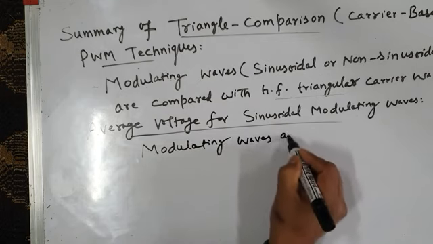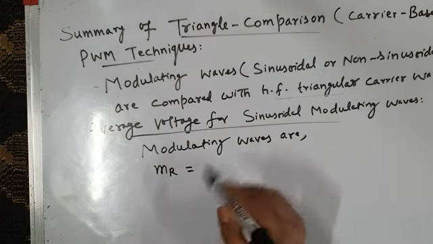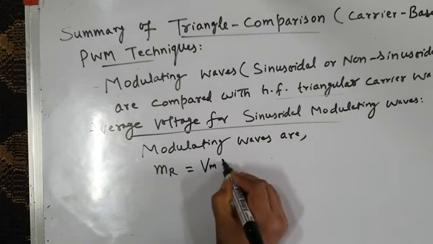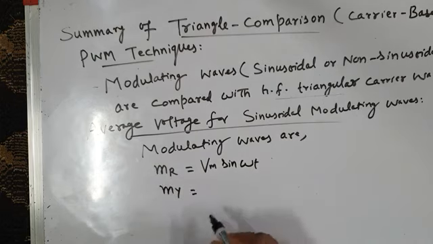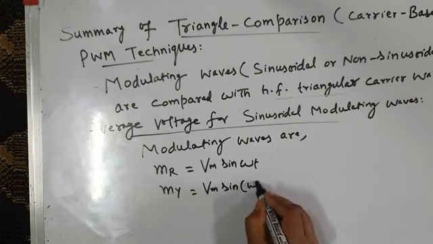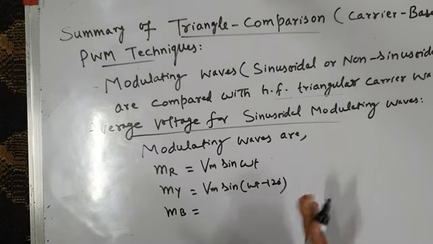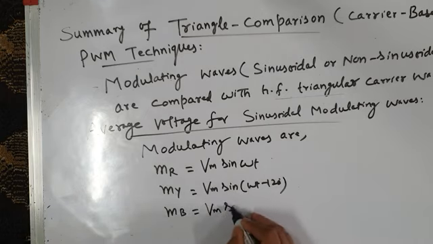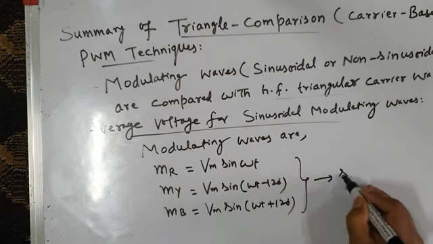We have three modulating waves. MR, which causes the switching of phase leg R, is given by Vm sine omega t. We have another modulating wave, MY, which causes the switching of phase leg Y, and this is given by Vm sine of omega t minus 120 degrees. And we have another modulating wave, MB, which causes the switching of the third phase leg, that's phase leg B. It is Vm sine of omega t minus 240 degrees or omega t plus 120 degrees. These are all sinusoidal modulating waves.